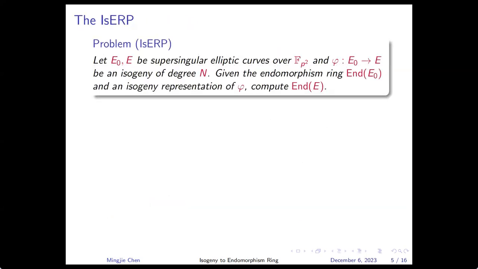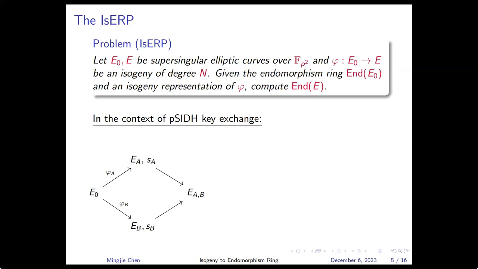So now let's formally define the problem we are interested in. This is the ERP problem. Let E0 be a supersingular elliptic curve over F_p squared, and phi from E0 to E be an isogeny of degree n. Given the endomorphism ring of E0 and an isogeny representation of phi, we want to compute the endomorphism ring of E. We already briefly introduced the motivation from the theoretical side for why we are interested in this problem. But in fact, this problem also lies behind the security assumption of a recent construction, which is PSIDH. Here is a simple diagram that explains PSIDH, which is very much like the SIDH diagram.